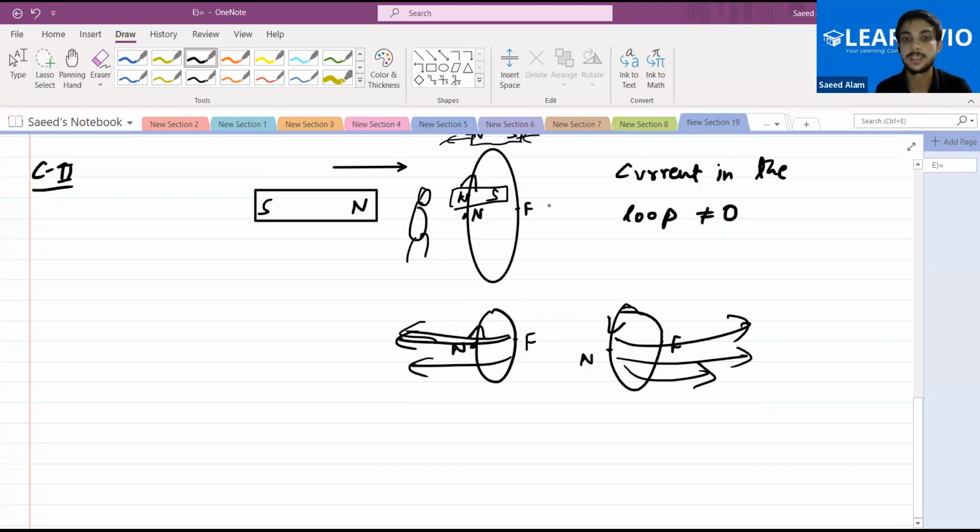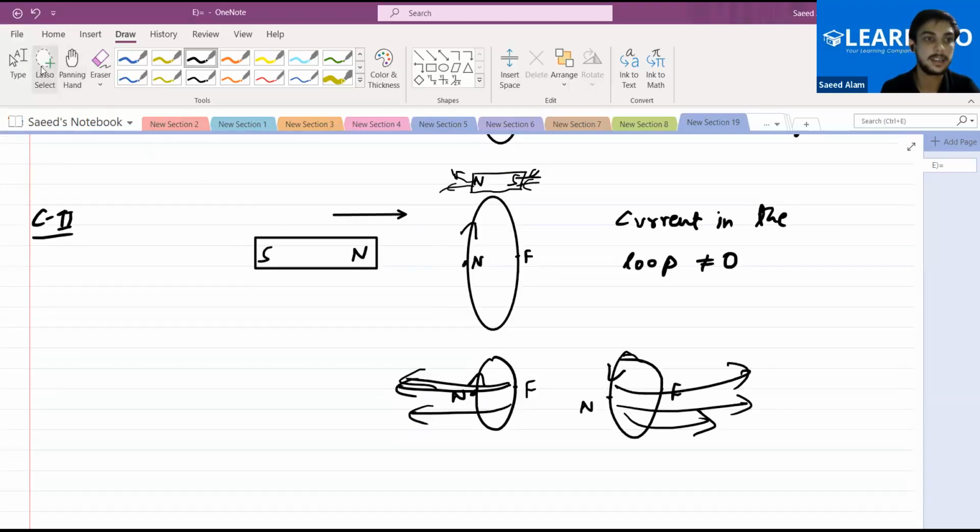Understood? But the person who is standing behind will see that in front of him it is the South Pole. So that means this particular loop was behaving like a magnet. Now let's take the same case but with a little change.